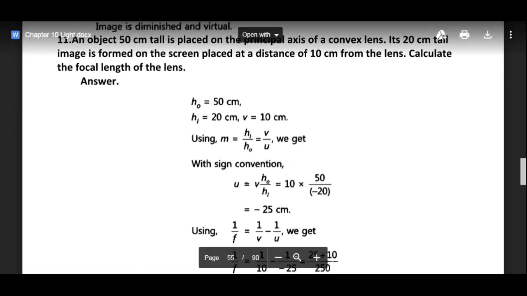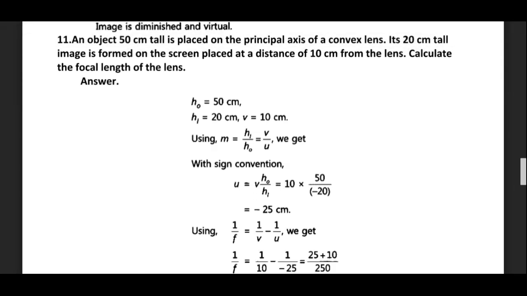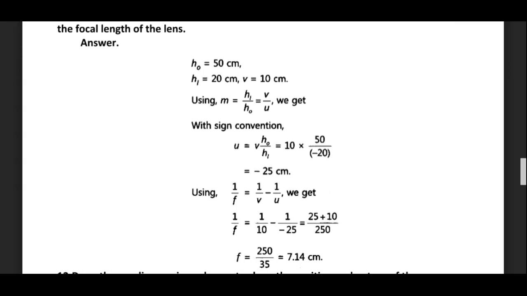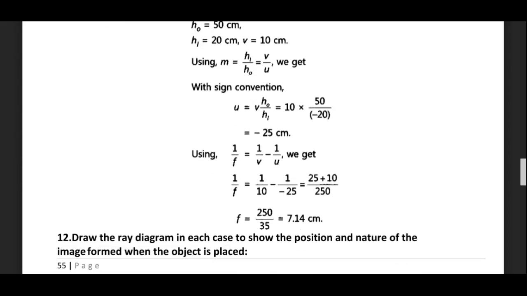So, what we are going to do is calculate the value of m by the same formula of lenses. So, height of image upon height of object is equal to image distance upon object distance. According to the sign conventions, we are getting the value of u as minus 25 centimeter, as we have already done in the previous question, and the formula for finding out the focal length is 1 by f is equal to 1 by v minus 1 by u.